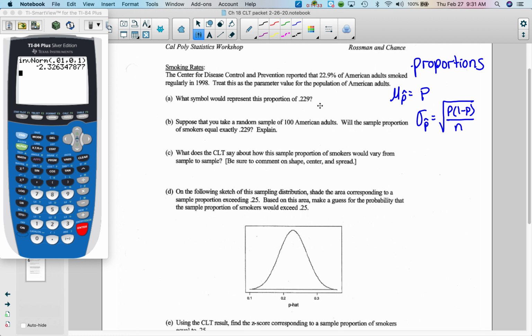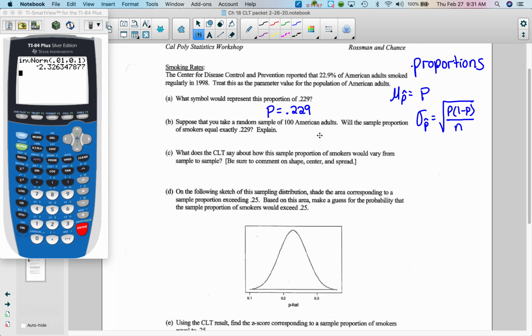So what symbol would represent this proportion of 0.229? They're telling you that this is the Center for Disease Control, or the CDC, reporting this for all Americans who smoked regularly in 1998. Because it's the population, we could actually use this as P. So P equals 0.229.